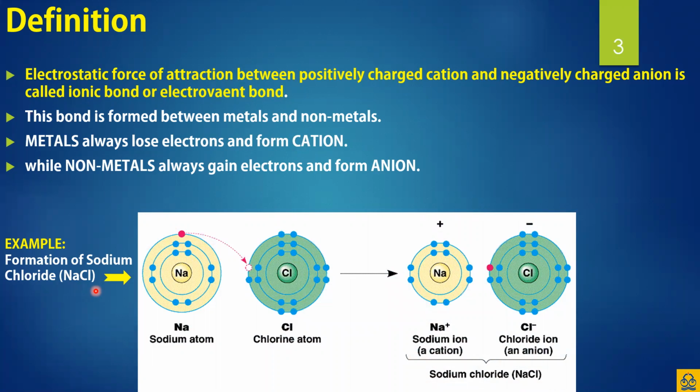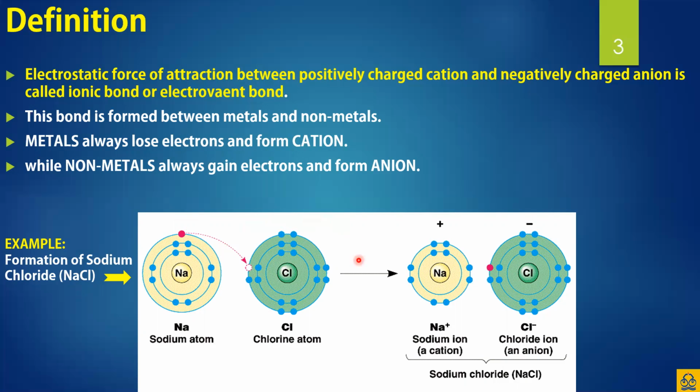Here we can see sodium atom, and its outermost shell. We have already studied in the electronic configuration that sodium has 11 electrons: 2 in the first shell, 8 in the second shell, and 1 in the last shell, and the last shell electron is highlighted with red color.